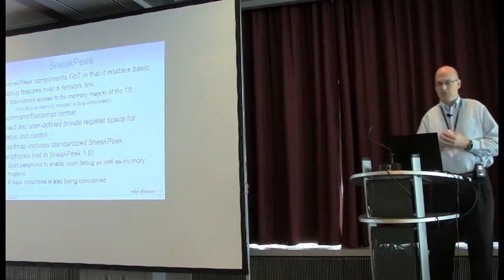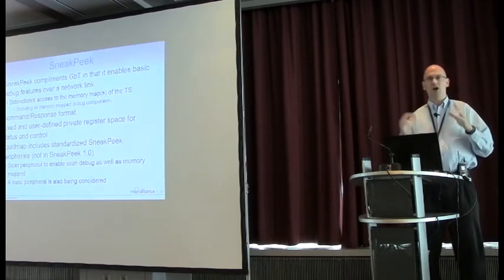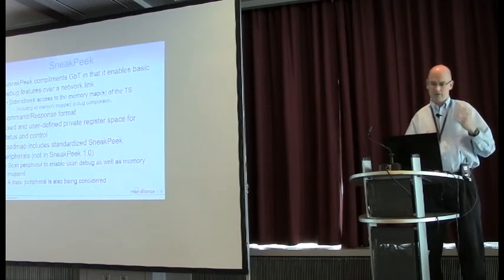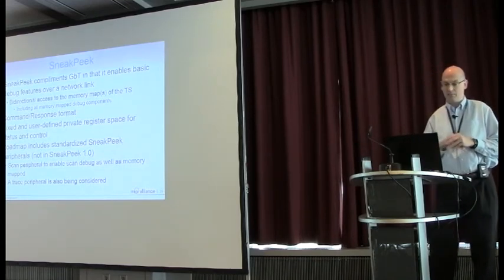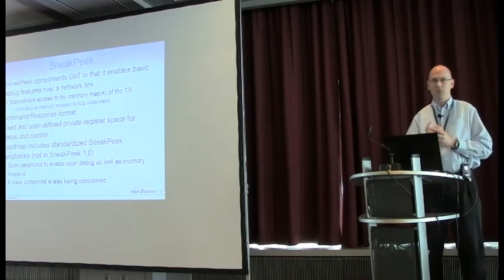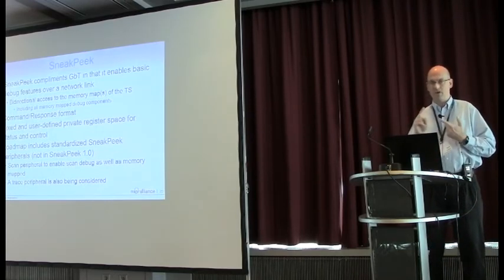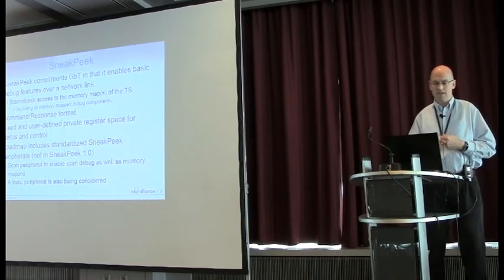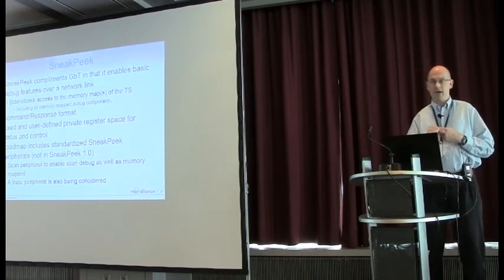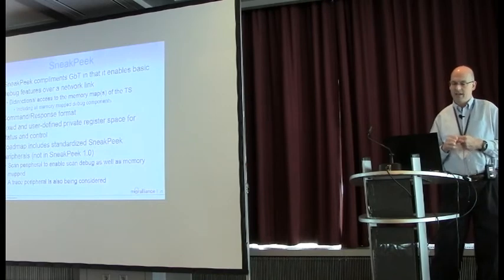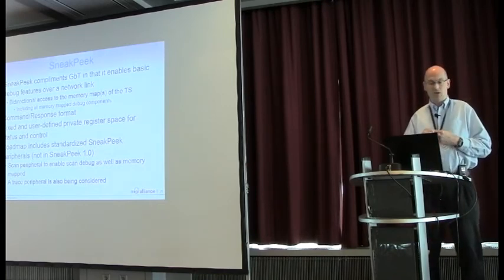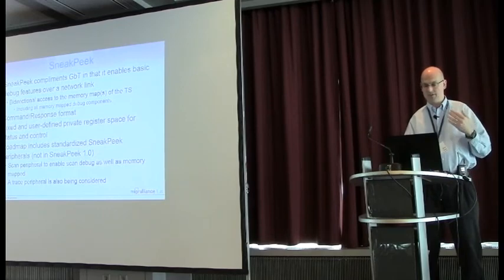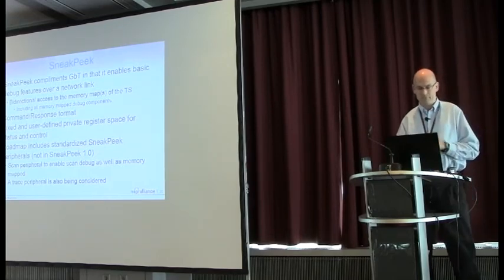So, switching over to SneakPeek, this is the complement to Gigabit Trace. SneakPeek is not unidirectional, it's bidirectional, and it allows you to interact directly through memory-mapped interfaces with any memory-mapped debug function within the target system. It defines a command and response format for that interaction. And it also has fixed and user-defined register spaces for the status and control of this link.